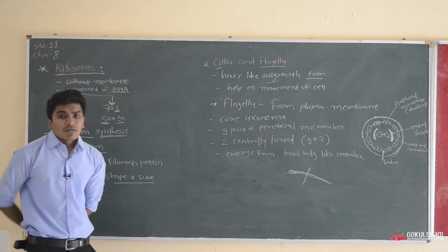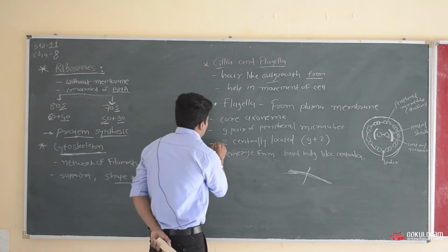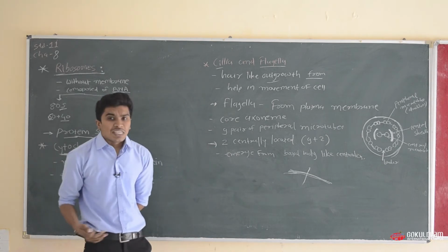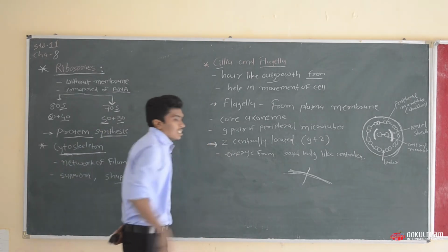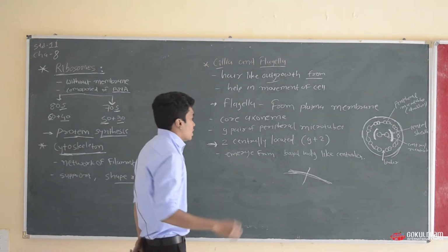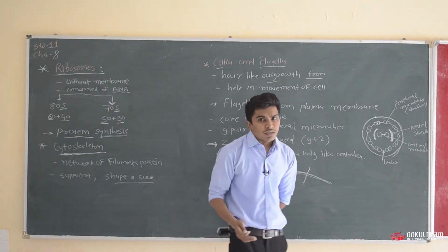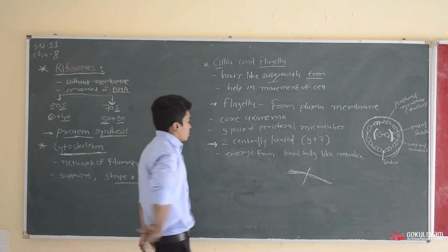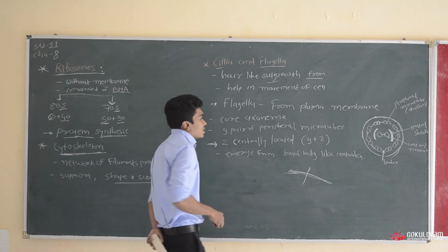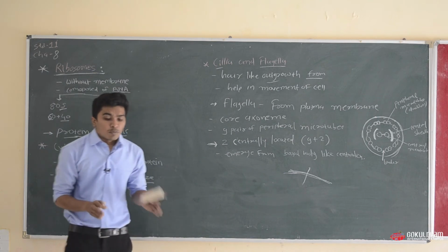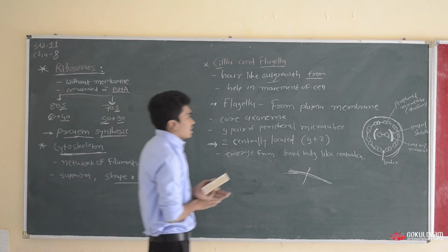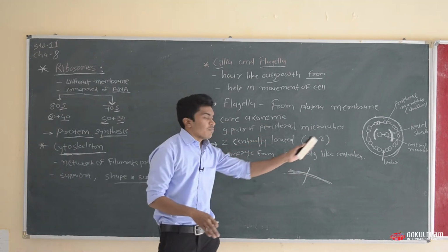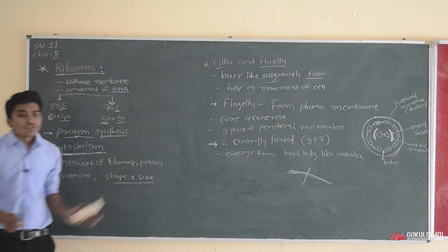Now what is the role of flagella? Flagella are very useful in the movement of the cell in a particular direction. They emerge from the basal body, like the centriole. The arrangement of microtubules in a flagellum is 9+2, where 9 are peripheral microtubules and 2 are central microtubules. So this is about cilia and flagella.